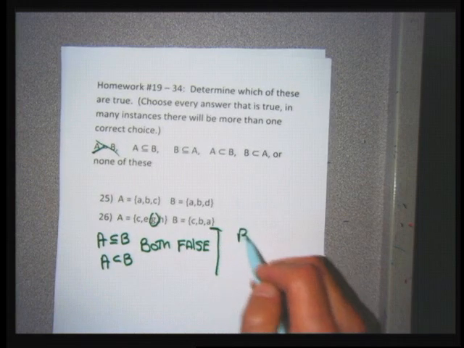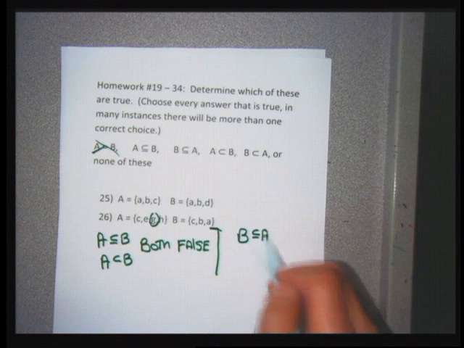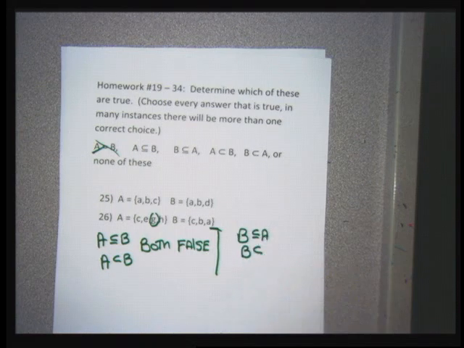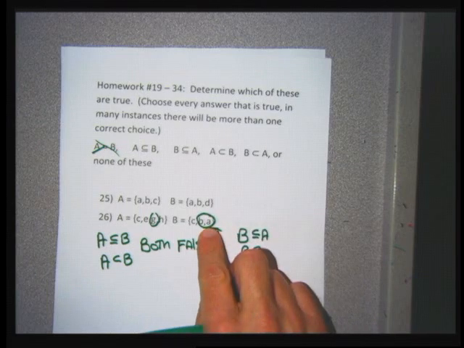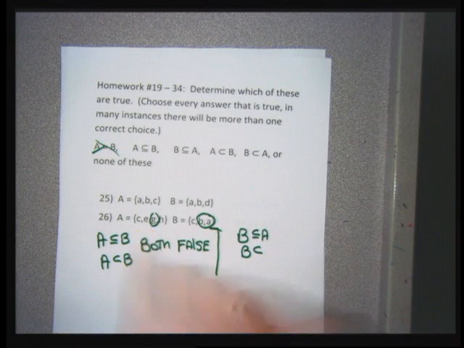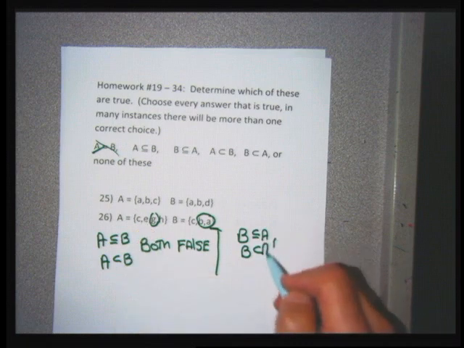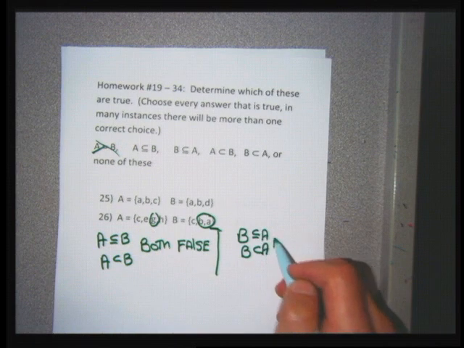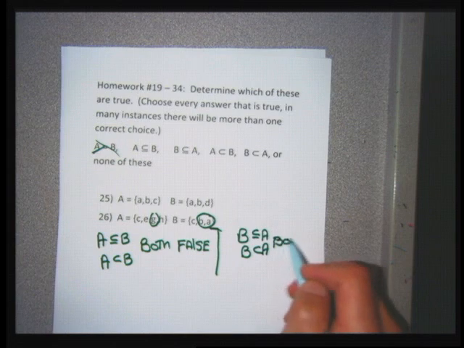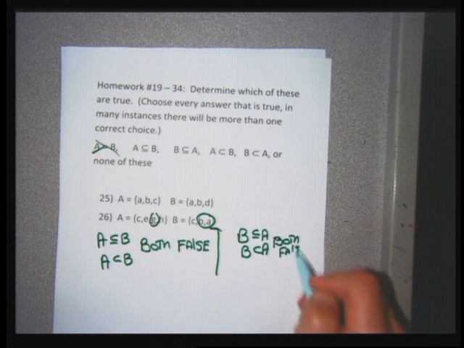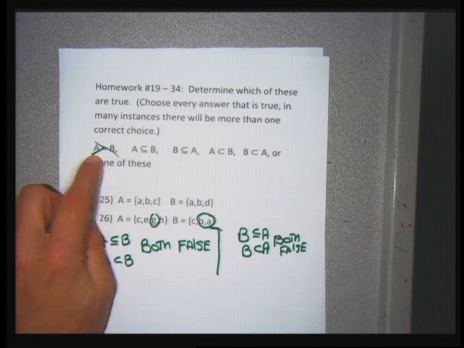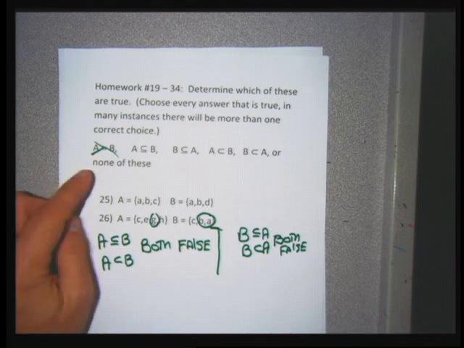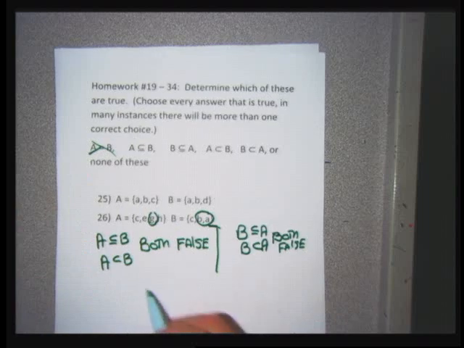And if I look at B being contained in A, B is a subset of A, or B is a proper subset of A, if I look at these two elements, A and B are elements of set B. They're not in set A, so both of these are false. B is not a subset of A, and it's not a proper subset of A. So all 4 of the subset symbols are false, and the equality symbol is false. Those aren't equal because they don't have the same elements. So my answer for question 26 is none of these are true.